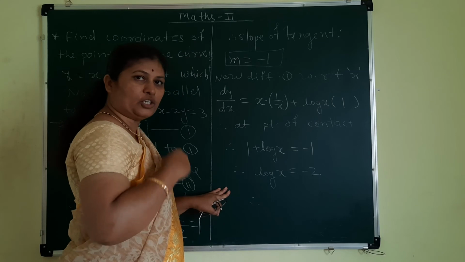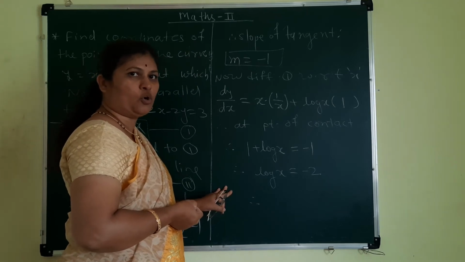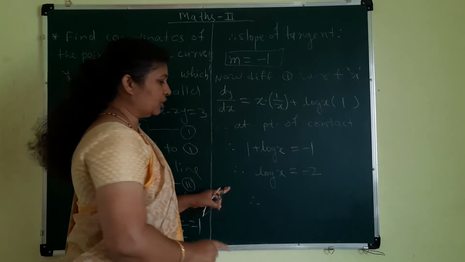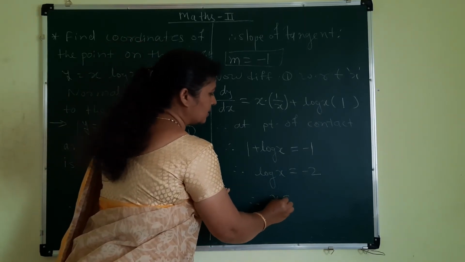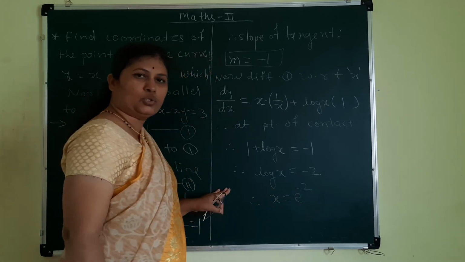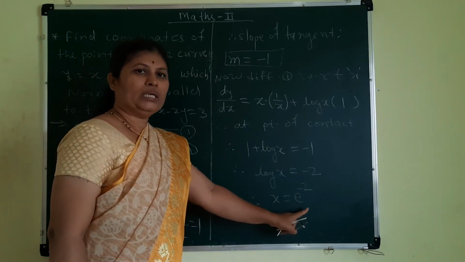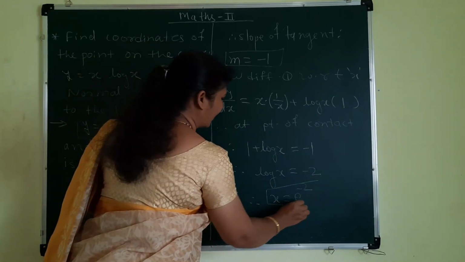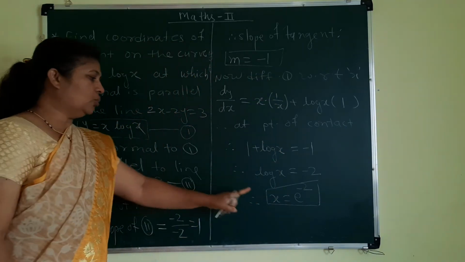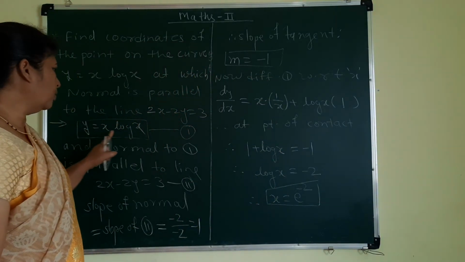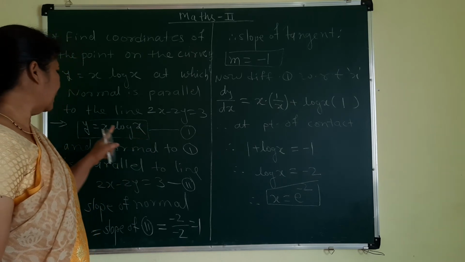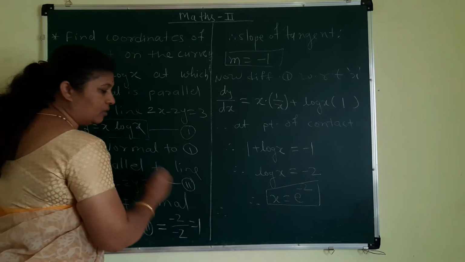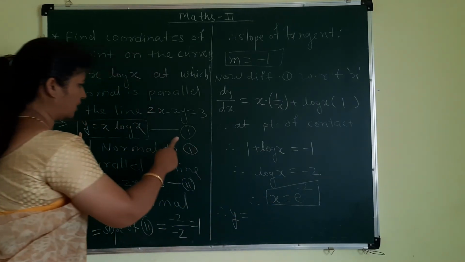Hence by the definition of log of x, do you know the definition of log of x? Yes, what is the definition of log x? You will use that definition, and here you will get x is equal to e raised to minus 2. x is equal to e raised to minus 2 is the value of x. This means I have the x coordinate of that point, and using this x coordinate I will put this value in equation 1 so that I can find the value of y.